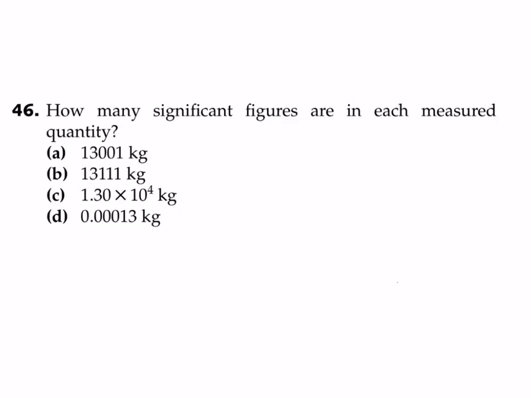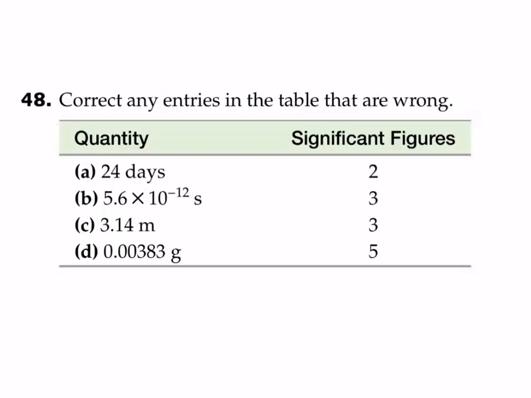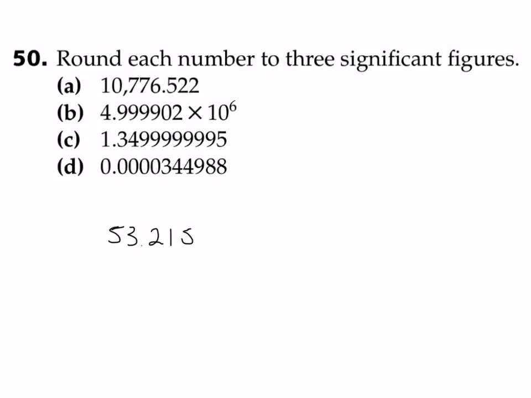For this one, how many significant figures are there in each quantity? I think you'll do okay there. For this one, notice here on the left we have some measured quantities that have uncertainty with them. And here on the right, somebody's gone and counted significant figures in that value. So you're supposed to correct any values in the table that are wrong. If there's nothing wrong, leave it. That's a little game we play. And then last but not least, this one.